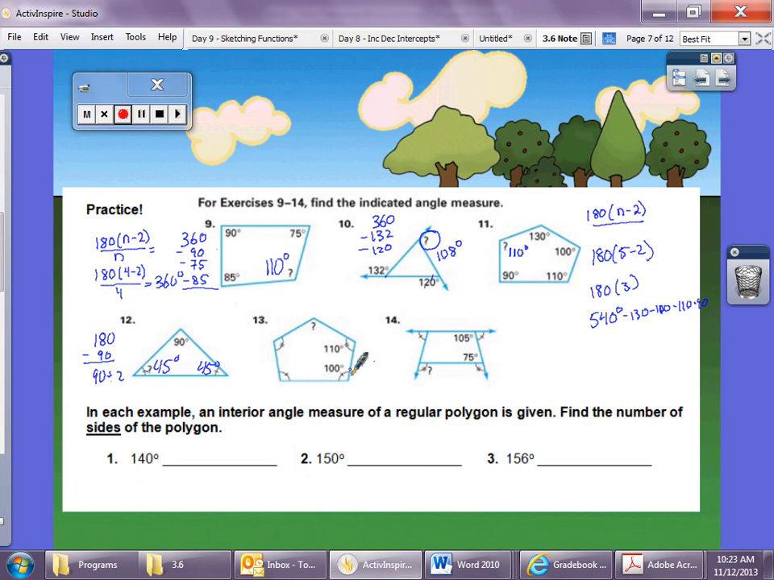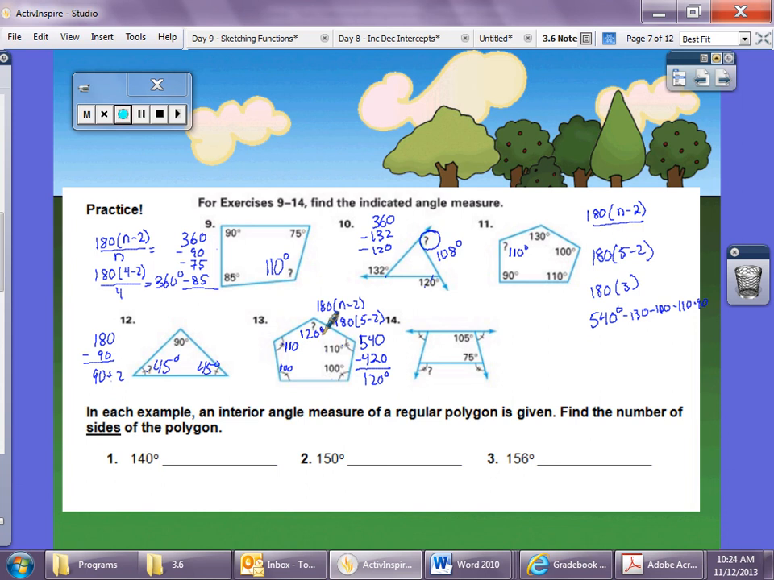So this angle and this angle are congruent, so this is 100. This angle and this angle are congruent, so this is 110. Pentagon, we know it's 180 times n minus 2. Pentagon has 5 sides. That's 5 minus 2. So this is going to be 540 degrees. And we know that this is 420. So 540 minus 420 is 120 degrees.